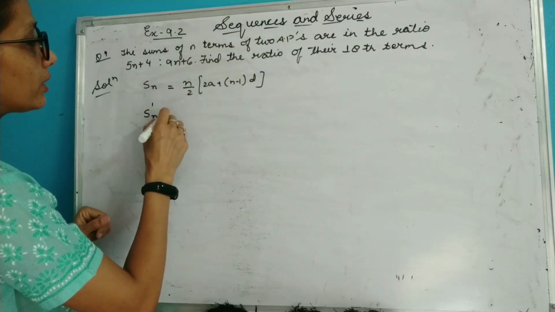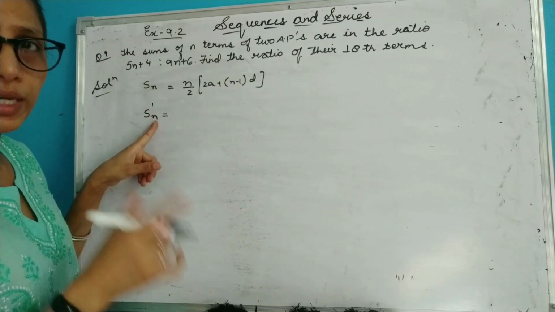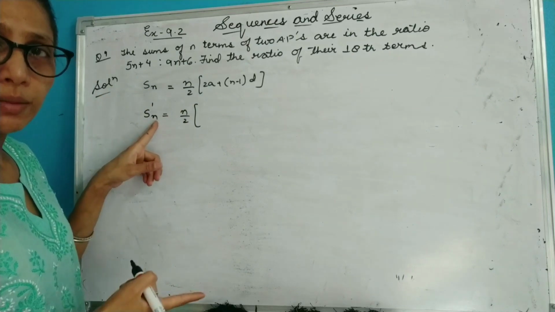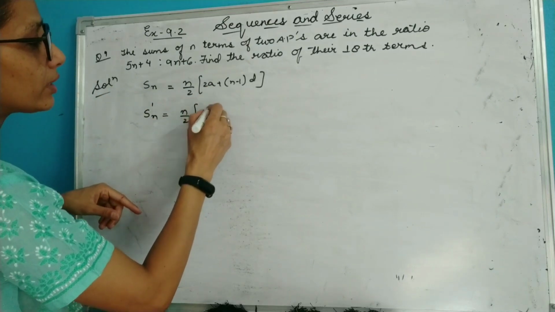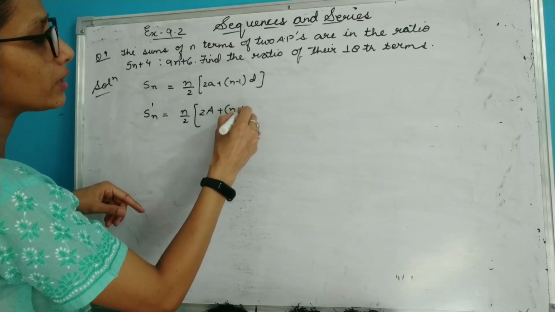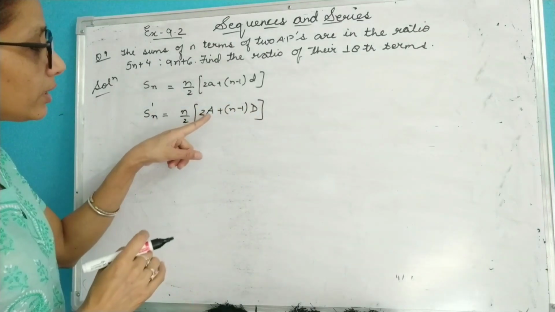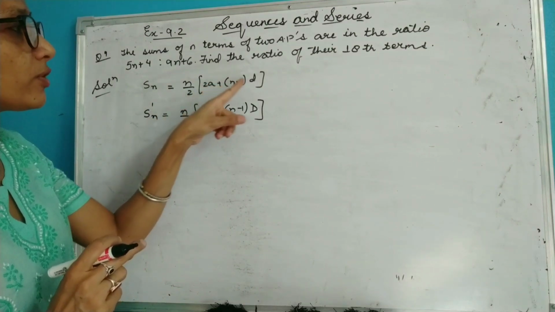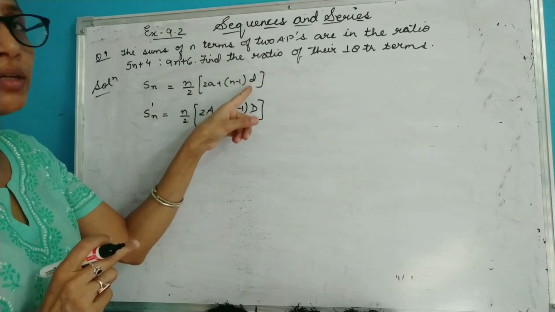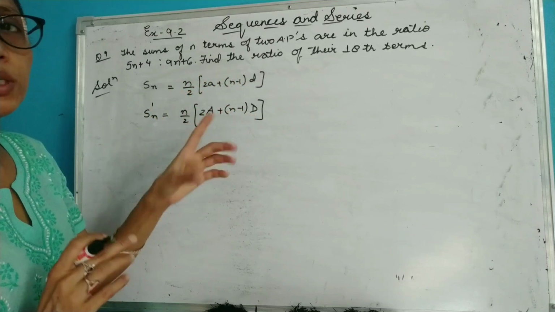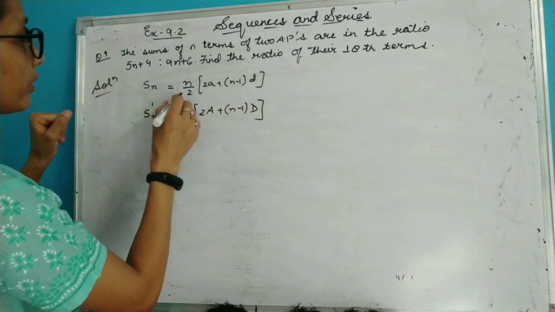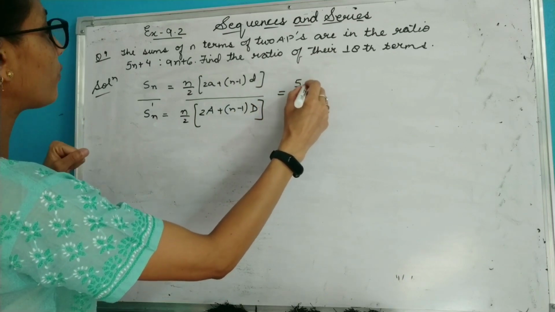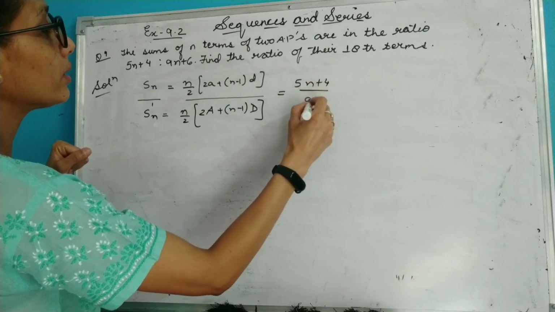So you will be writing it as, since I am taking the sum of n terms only, n by 2, and since the two APs are different, 2 capital A plus n minus 1 into capital D. See children, only if you are using the same AP can you use the same first term and common difference. Otherwise, the denotation should be different. They are in the ratio, that means this by this is equal to 5n plus 4 by 9n plus 6.